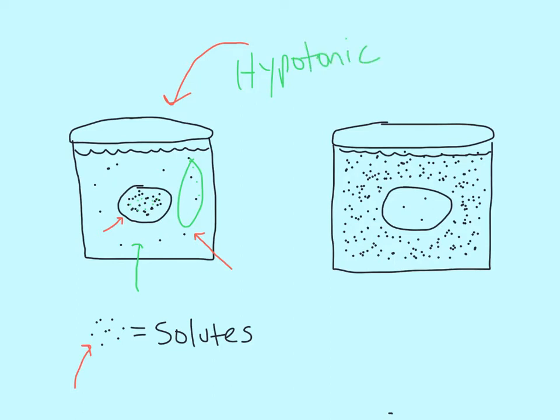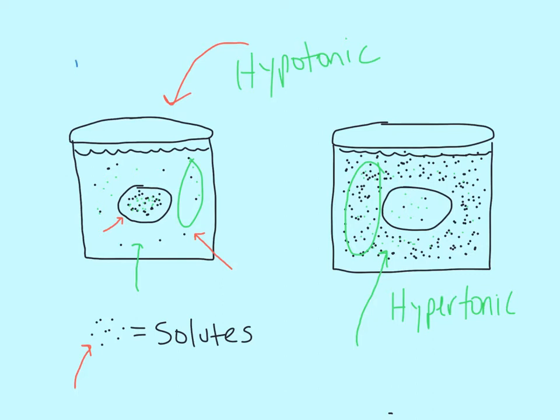That's going to be a hypotonic solution because there are more solutes inside the cell versus outside the cell. So obviously, this solution right here, since there's more dots, there's more salt, there's more solutes outside the cell versus inside the cell, this solution here is going to be hypertonic. Now, the question is, which way will water move?